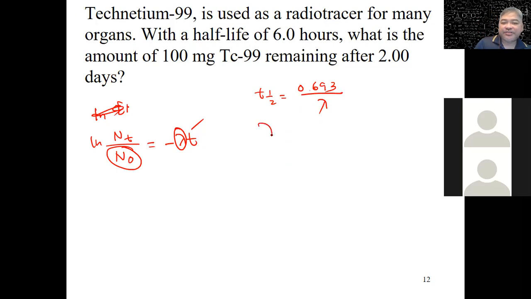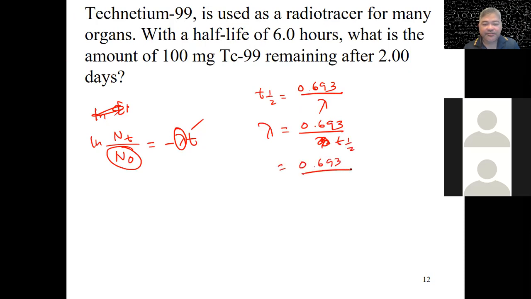Ano yung half-life nyo? So you do it like this. T1/2, and if you have that, that's 0.693 over 6 hours. So what do you have? 0.693 divided by 6. So you have 0.1155 per hour. So we can use that there.